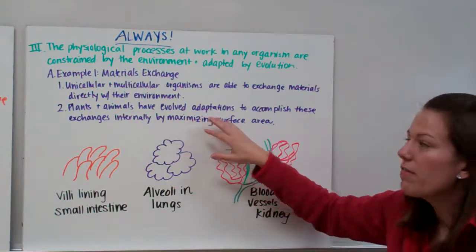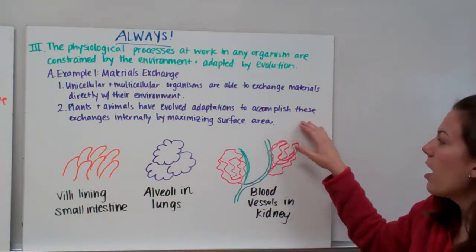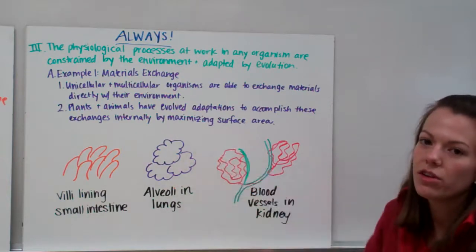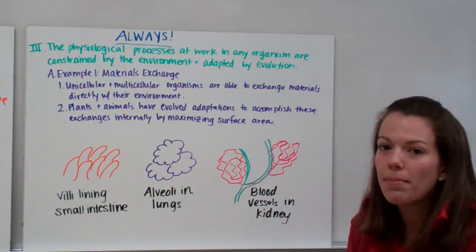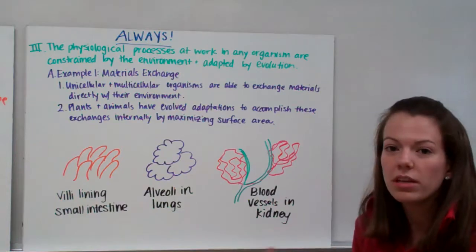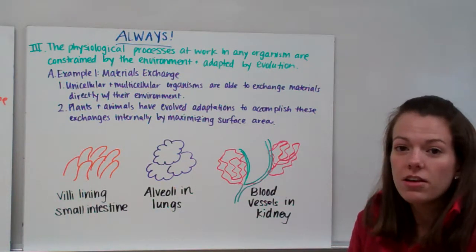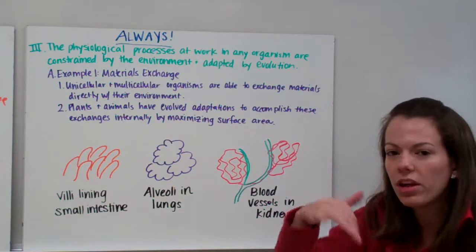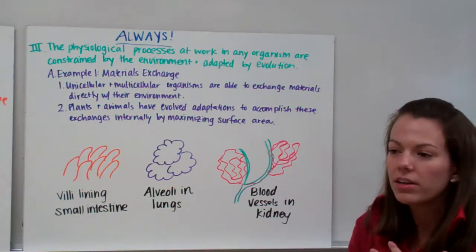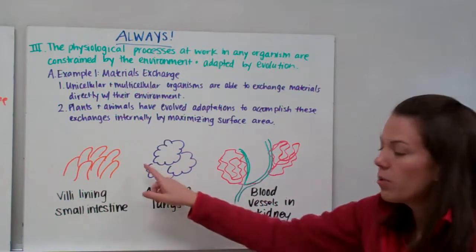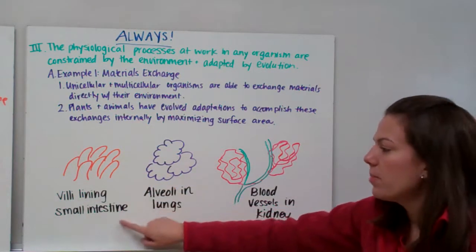Plants and animals have evolved many adaptations to accomplish these exchanges internally, and they usually do this by maximizing the surface area. Just like if you folded a paper towel, you would be able to clean up a mess faster, or you'd be able to clean up a spill faster. Lots of plants and animals have tissues that are folded, and those help to effect absorption in the body or exchange of materials. So one example are the villi that line the small intestine.